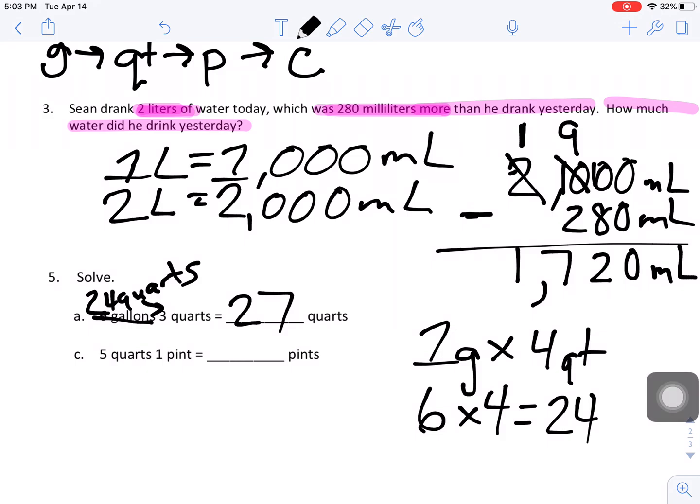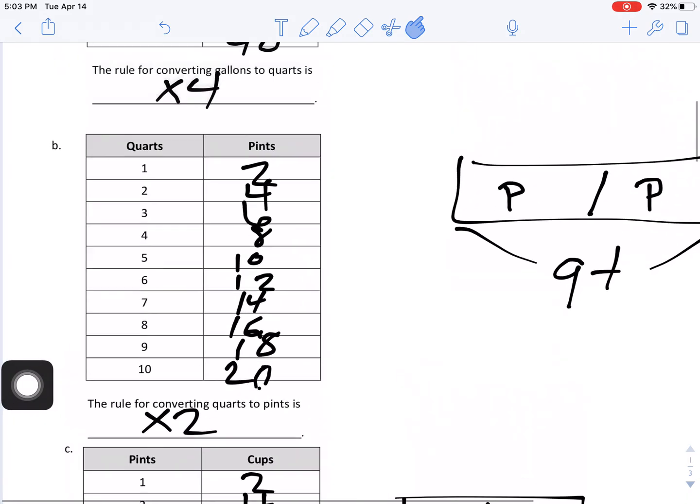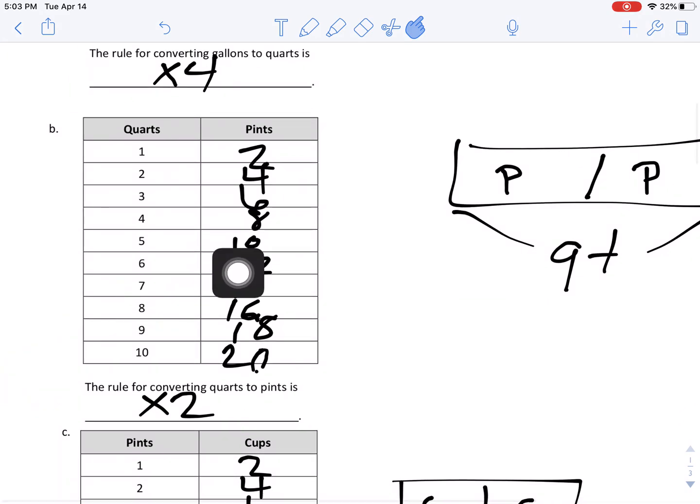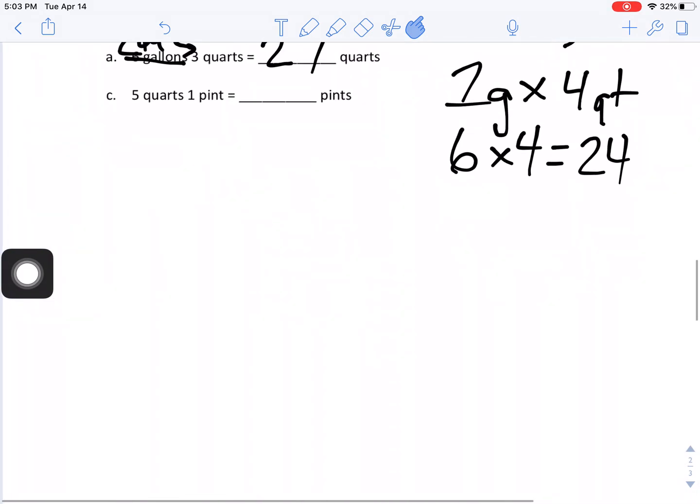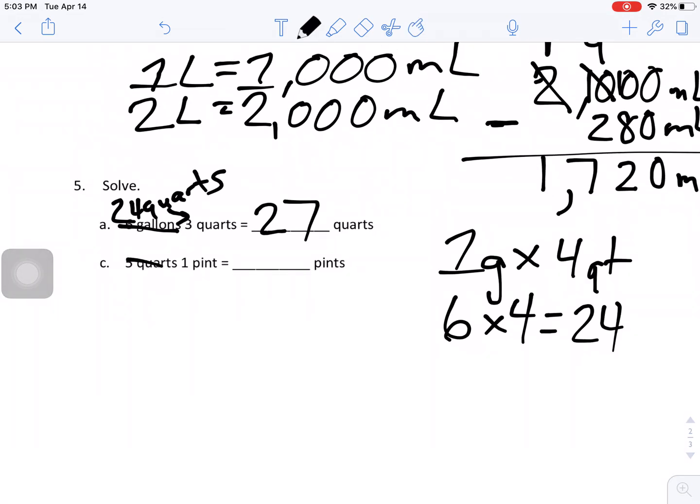And now I want to go from 5 quarts and 1 pint to just pints. I could do multiplication again. I know that there are 2 pints in every quart, so I could go 5 times 2. Or if you want to use your conversion tables, it's perfectly fine. This says 5 quarts. I'm going to go back up to my conversion table that has quarts, and 5 quarts has 10 pints. So then I come back down here and I say this 5 quarts is actually 10 pints. And then add it together with that 1 pint. 10 plus 1 is 11, and that is 11 pints.